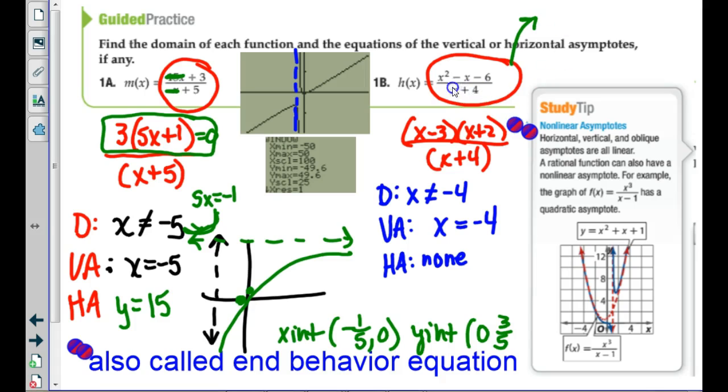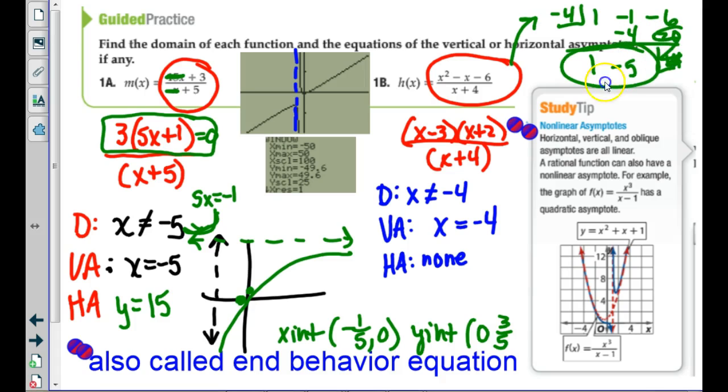Now, can we use synthetic division here? Yes, we can put a -4 and the top would be 1, -1, and -6. Bring down the 1, multiply, add, multiply, remainder. What do we get to do with the remainder? Ignore it. So this equation is the end behavior, that's what that's called, end behavior asymptote is Y equals X minus 5. That's this equation, guys, where this is coming in right here. Okay? And then it'd have some zeros and so on.